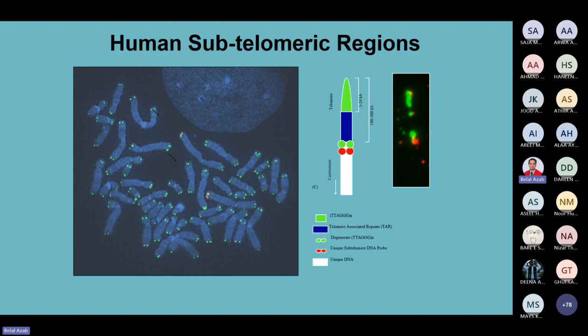And if you zoom in, you will see what is written here in green: the size is from 3 to 20 kilobases, from 3,000 to 20,000 nucleotides or bases, made of repetition of TTAGGG n number of times. After that, if you go towards the centromere, here I have the telomere-associated repeated sequence, and then in red the unique subtelomeric sequence.